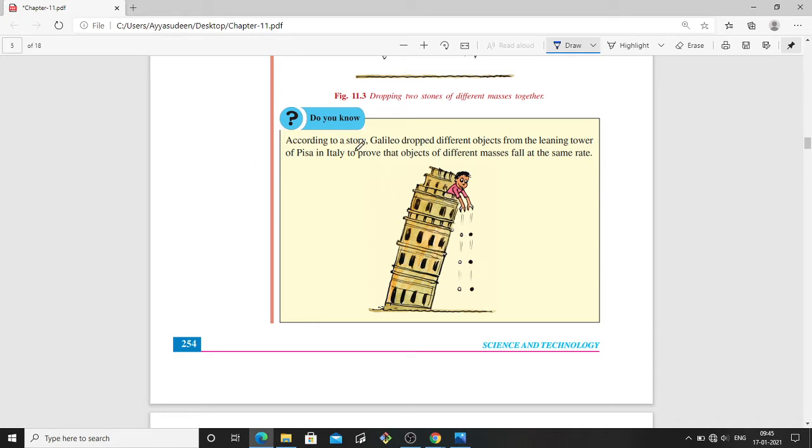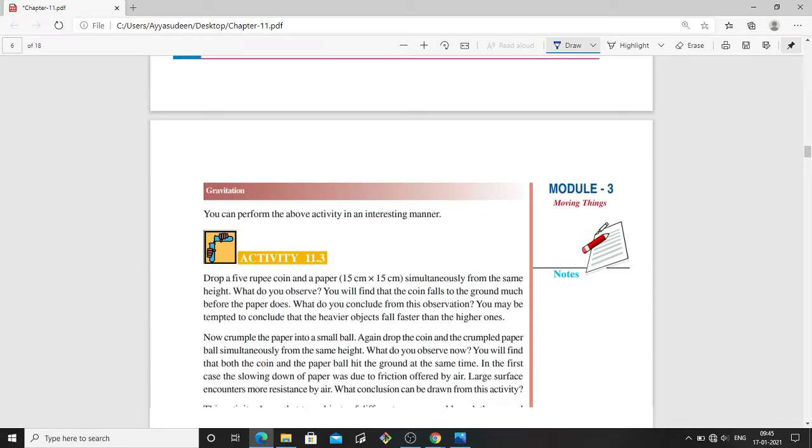Galileo dropped different objects from the Leaning Tower of Pisa in Italy to prove that objects of different masses fall at the same rate. If you take a bigger stone and a smaller stone and drop them from the same height to the earth, both will reach the earth at the same time. According to him, objects of different masses fall at the same rate.